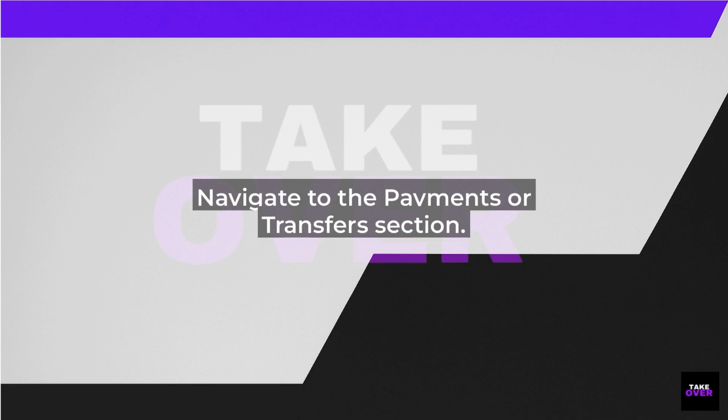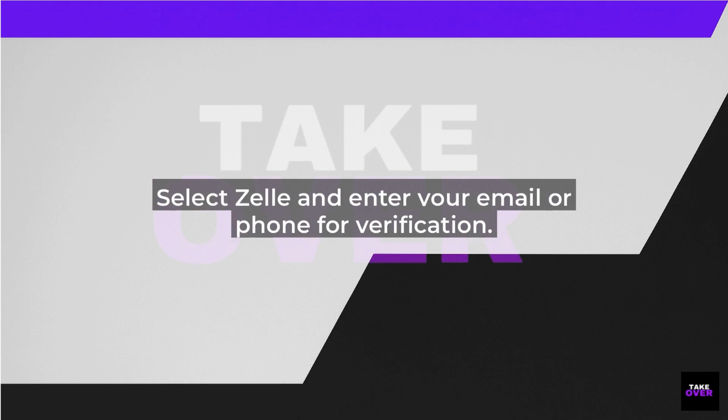After logging in, navigate to the main menu. Look for the Payments or Transfers section. That's usually where Zelle lives. Tap on Zelle, and you'll see an option to enroll. Click that, and the app will prompt you to enter some basic information, like your email address or phone number associated with your account. This is how Zelle verifies your identity, so double-check for accuracy.